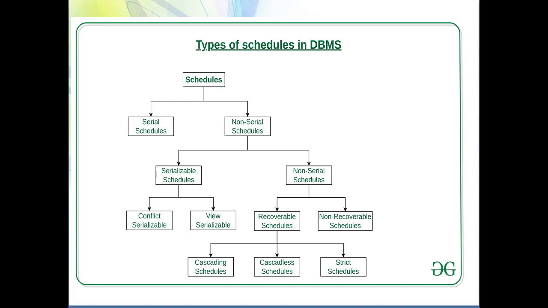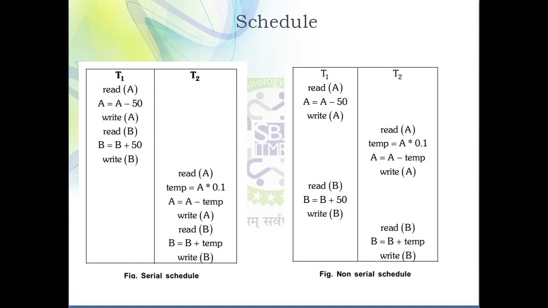The non-serial schedule is again divided into two categories: serializable schedule and non-serializable schedule. Serializable schedule is again divided into two types, conflict serializable and view serializable. Non-serializable schedule is again divided into two categories, recoverable schedule and non-recoverable schedule. Recoverable schedule is again classified into three categories: cascading, cascadeless and strict schedule. We are going to discuss all these schedules one by one, but in this video we are focusing on only two major types, serial schedule and non-serial schedule.